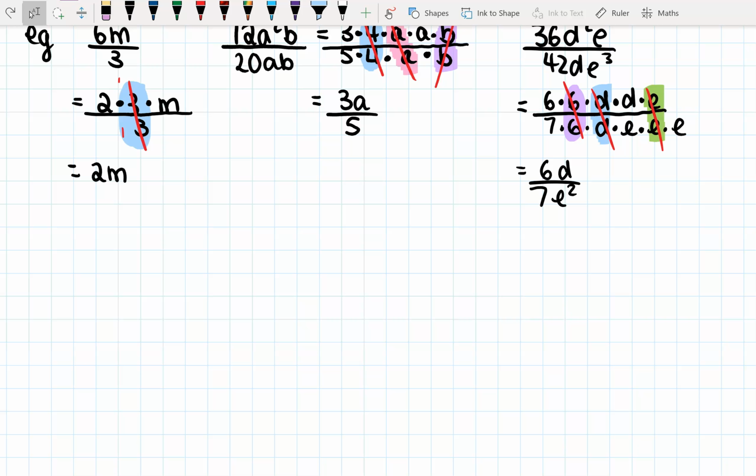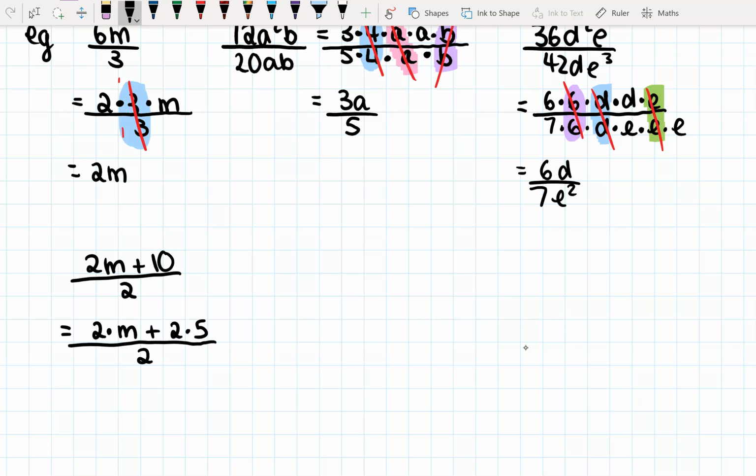Okay, so if we have 2m plus 10 divided by 2, as an example, we can't just cancel the 2, okay, because you can see there's a 2 in both of them. However, then you've only divided the 2m by 2. You haven't also divided the 10 by 2. So when we have a plus or a minus, you need to make sure that whatever you cancel from everything in the top. So when we write this as our factors, 2m becomes 2 times m, 10 becomes 2 times 5, and then we have our 2 in the denominator.